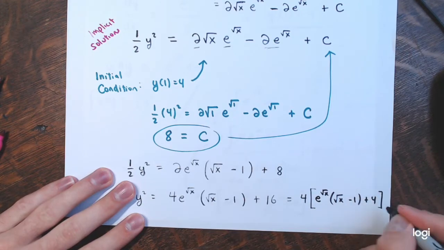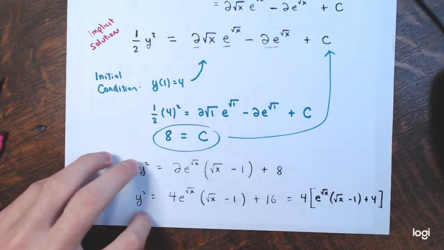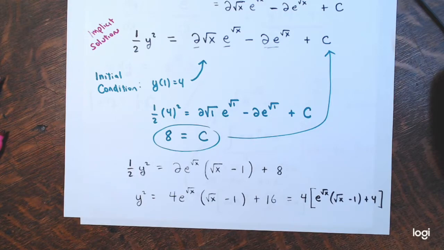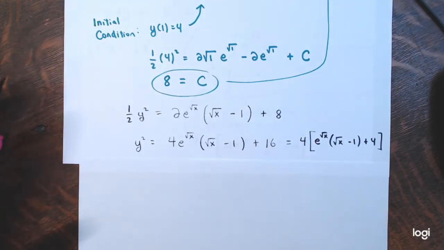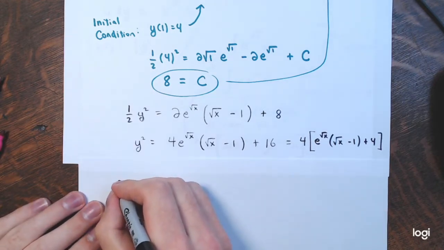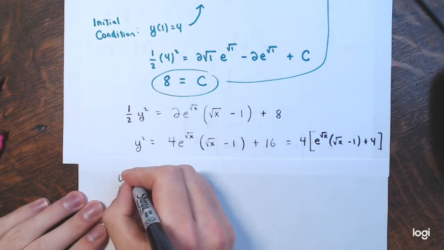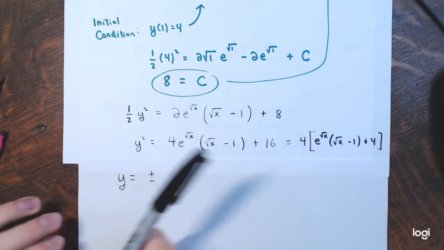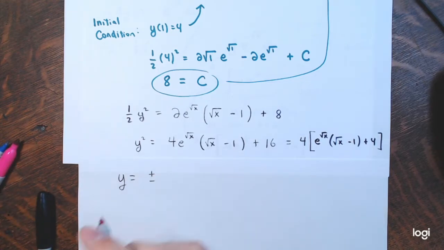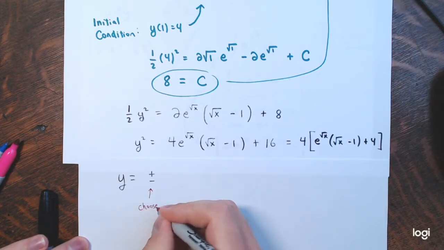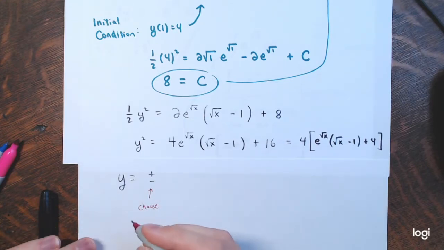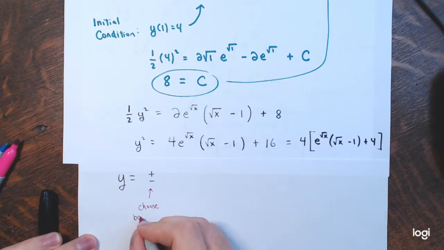And then to get y alone, I would take the square root of both sides. Now be careful. Remember, when you have y squared equals some value, y could be positive or negative. So y could either be plus or minus. Now we have to pick which one is going to be used based on the initial condition.